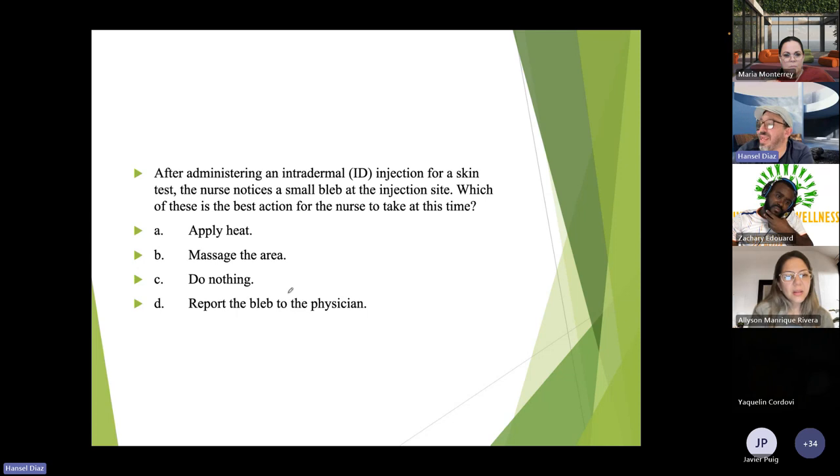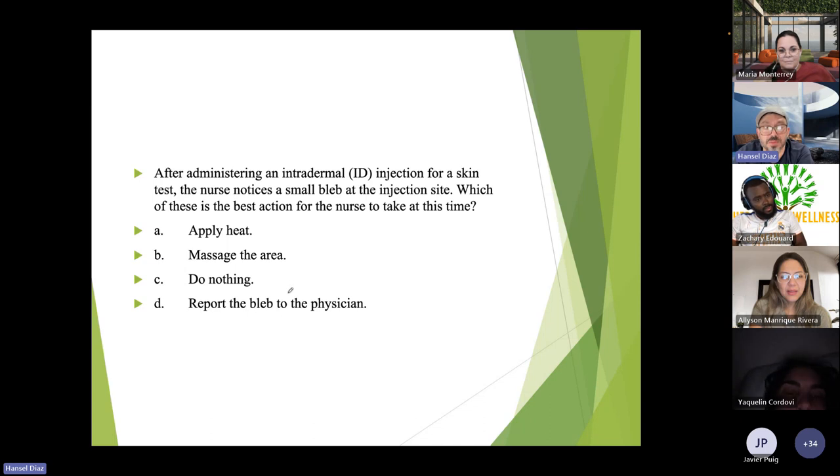After administering an intradermal injection for a skin test, the nurse notices a small bleb at the injection site. Which of these is the best action for the nurse to take at this time? C. Do nothing. It is expected. Do not call 911. Do not apply heat. Do not massage the area. And definitely do not call the physician at 3 o'clock in the morning. He's going to be very upset.